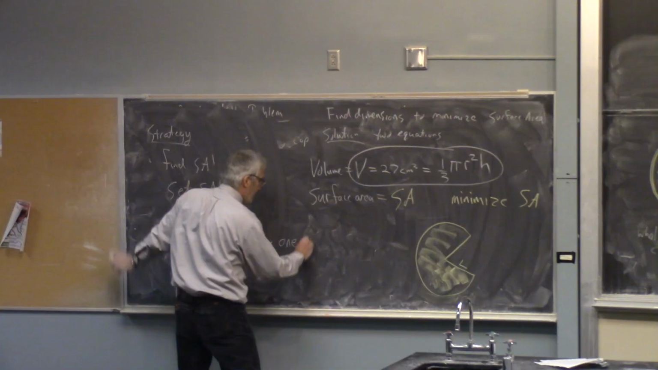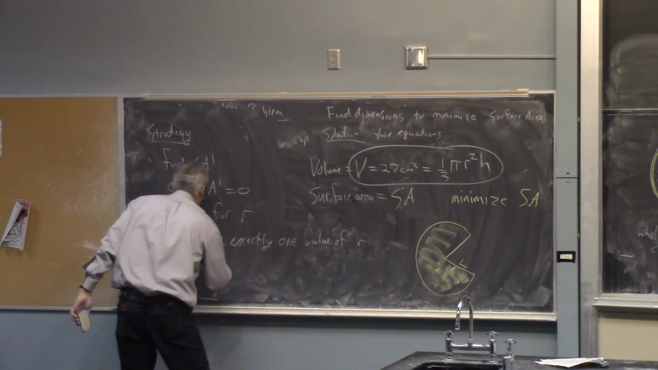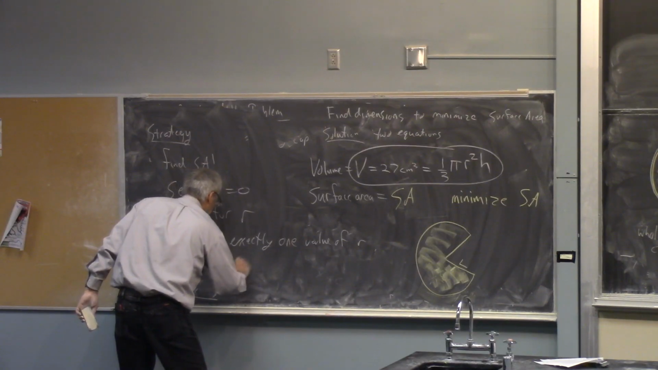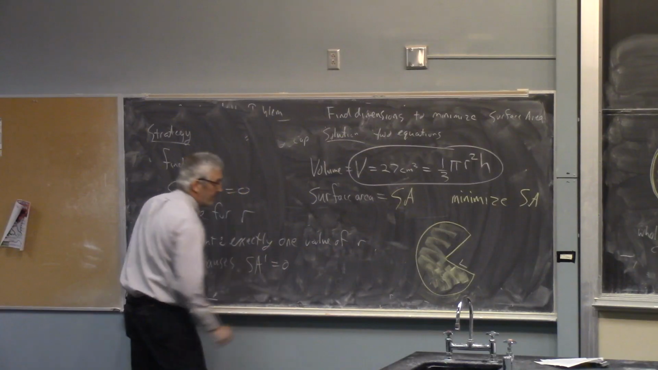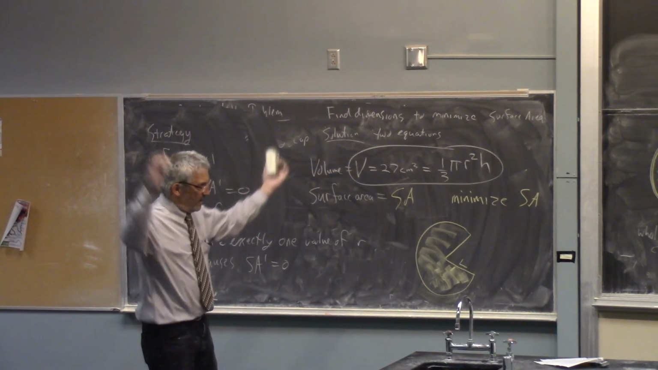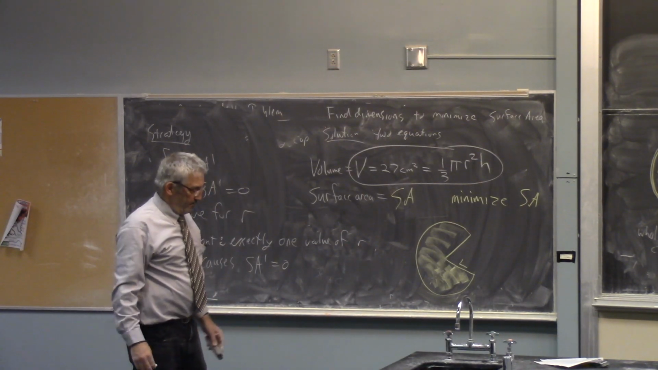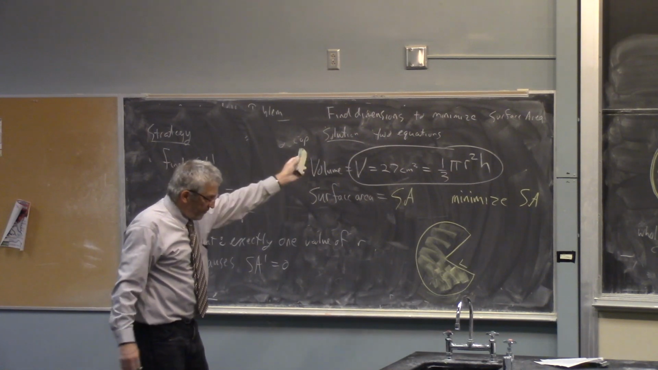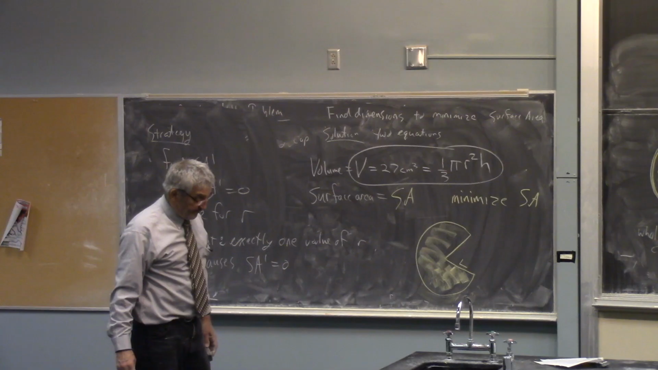Exactly one value of r causes SA prime to be 0. So it turns out it's not that weird. It's not a wiggly graph. It's just a graph that goes up on both ends and has one low point. So it's hard because of all this geometry, but each individual piece is not so hard, it turns out.